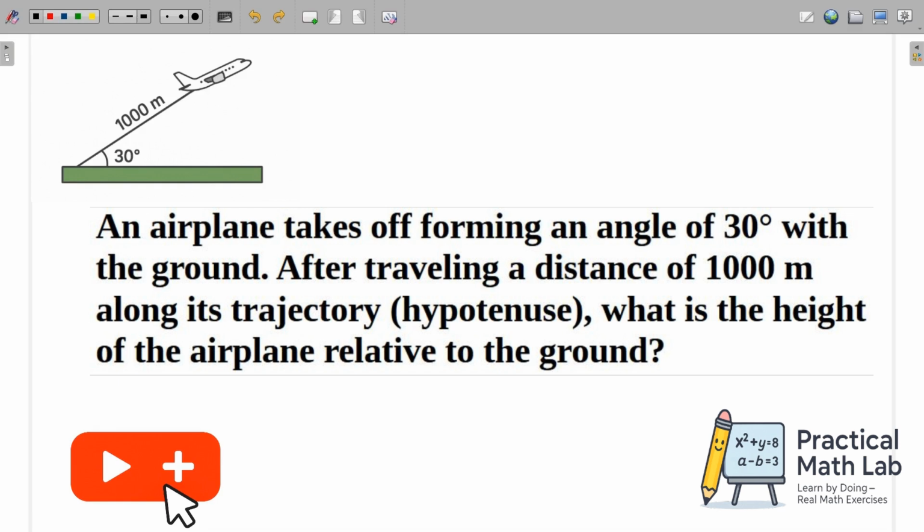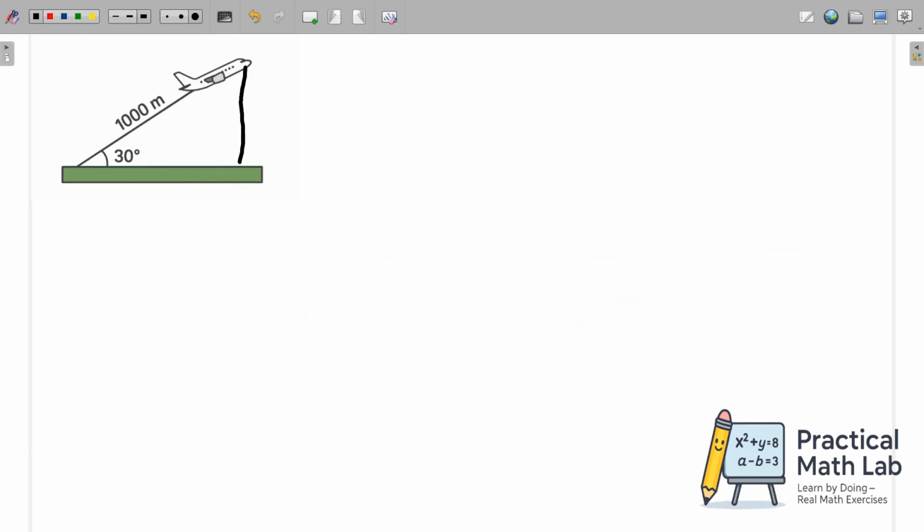A plane takes off at an angle of 30 degrees relative to the ground. After traveling a distance of 1,000 meters along its path, what is the height of the plane above the ground? We want to find the height, which is this side here, the side opposite the angle. Here we have the adjacent side, and the height is the opposite side, which we can call x.